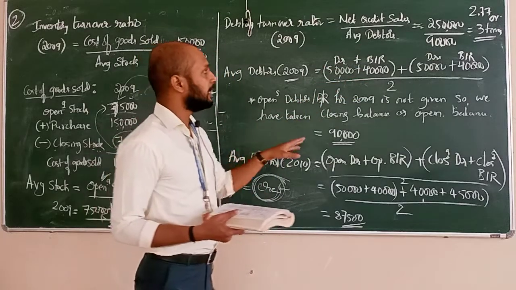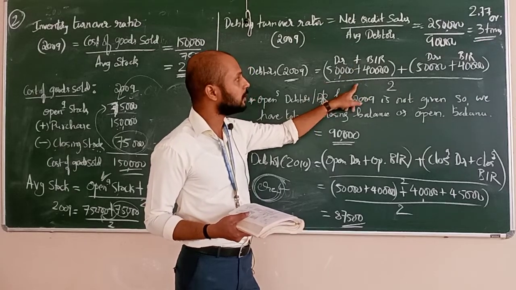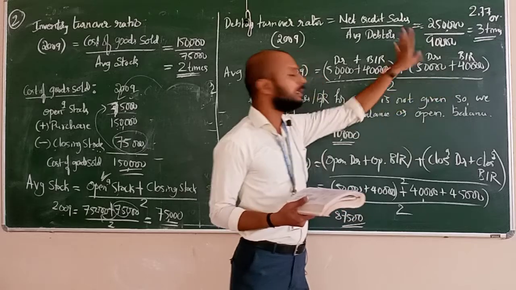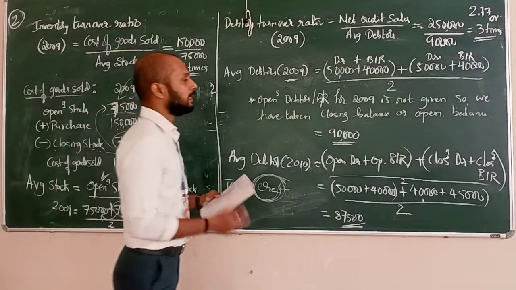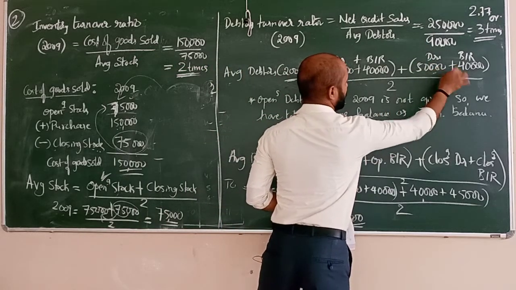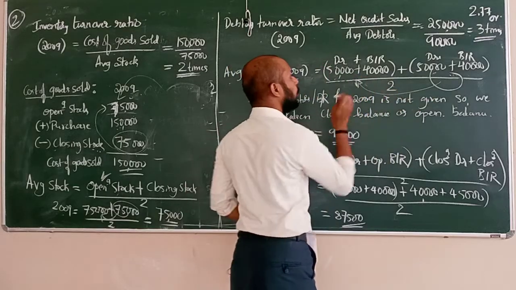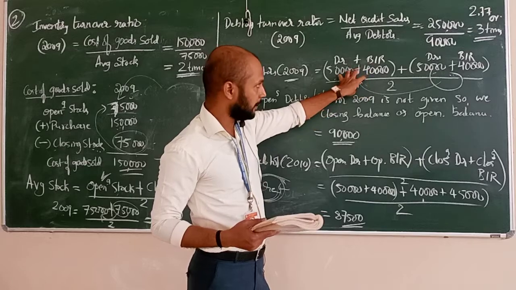Okay, whenever they give two different years, the first year's opening balance will be taken as the closing balance of the same year. So the closing balance that they have given, we have to consider it as the opening balance. So I have taken these two closing balances, okay, and repeated them. I have taken it as opening balances. So 50,000 plus 40,000 as opening balances.